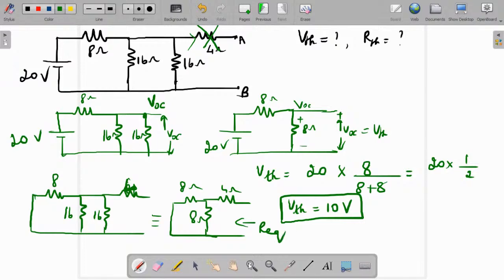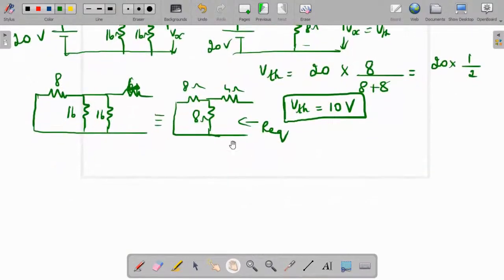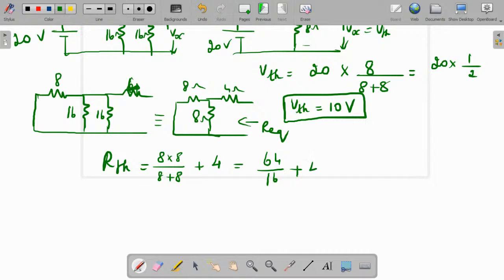Right? So what will R equivalent or R Thevenin be? So 8 ohm and 8 ohm are in parallel. So 8 into 8 divided by 8 plus 8, that will be in series with this 4 ohm resistor. So plus 4. So 64 divided by 16 plus 4. Your answer will be 8 ohms. So V Thevenin is 10 volt and R Thevenin is 8 ohms.